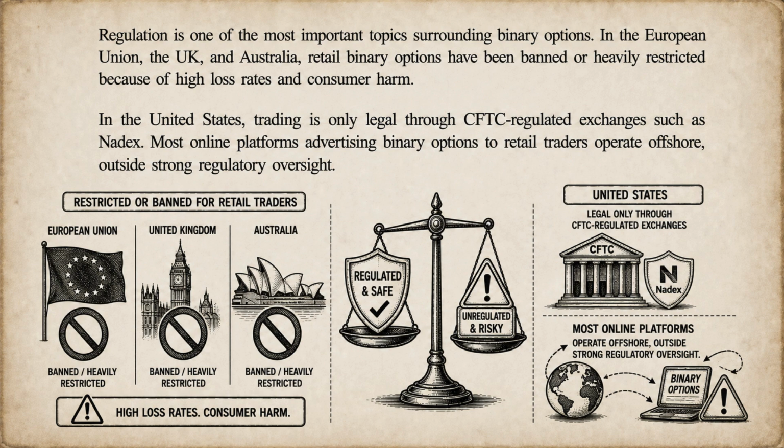Regulation, legality, and fraud risks. Regulation is one of the most important topics surrounding binary options. In the European Union, the UK, and Australia, retail binary options have been banned or heavily restricted because of high loss rates and consumer harm. In the United States, trading is only legal through CFTC-regulated exchanges such as Nadex. Most online platforms advertising binary options to retail traders operate offshore, outside strong regulatory oversight.